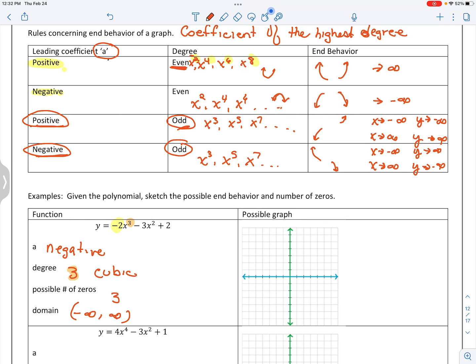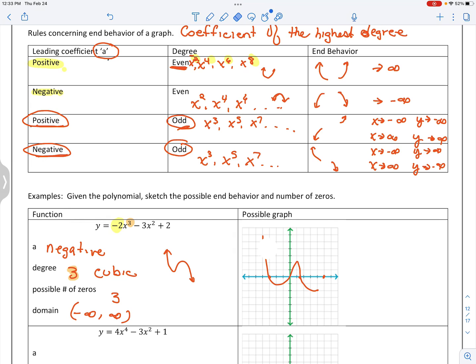So what would this look like? Because my a is negative and my degree is 3, then it will look something like this. That would be its shape. So it could have as many as 3 zeros, and I'm just randomly putting zeros in there. I don't know where they are, but it will look something like this.